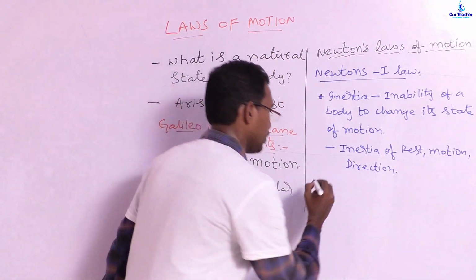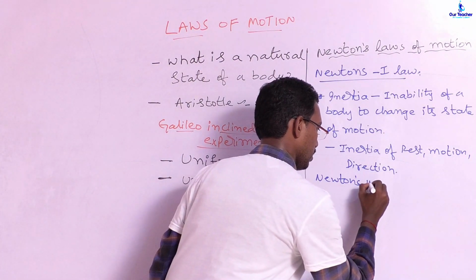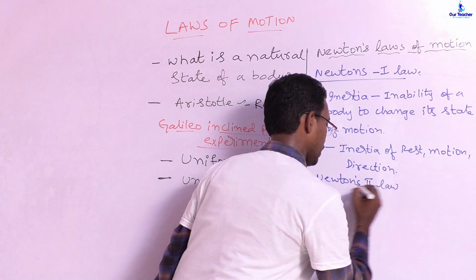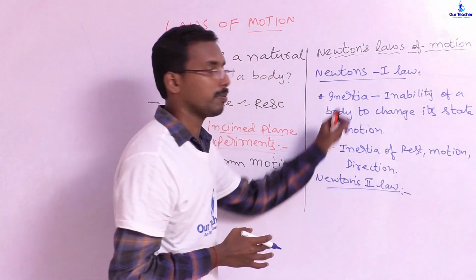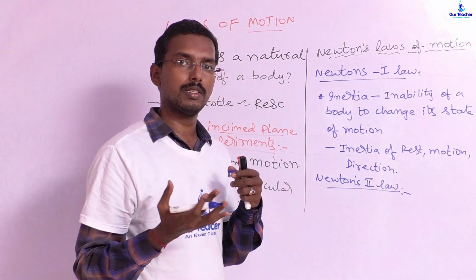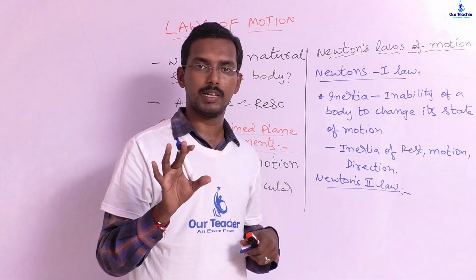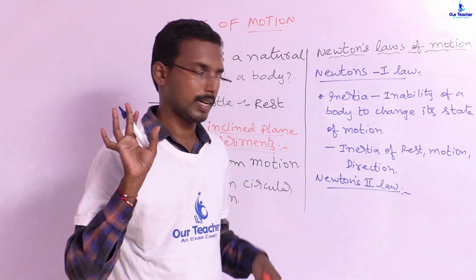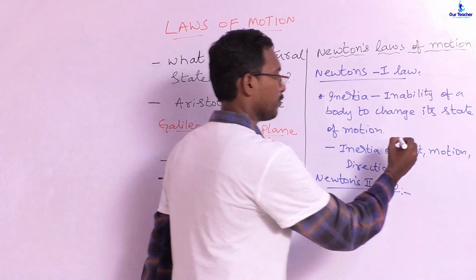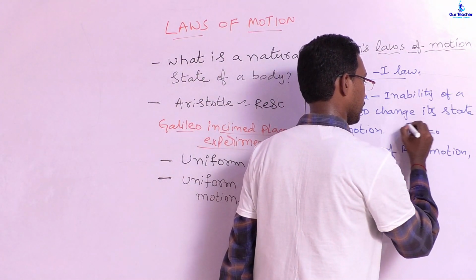And now Newton's second law. The first law deals with what happens to a body when the net force acting on it is zero. Net force means the combination of all the forces acting on the same body, right? So that is known as net force. Here the net force acting on the body is exactly equal to zero.